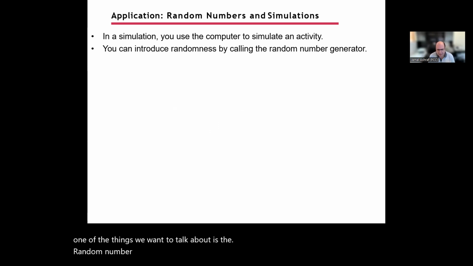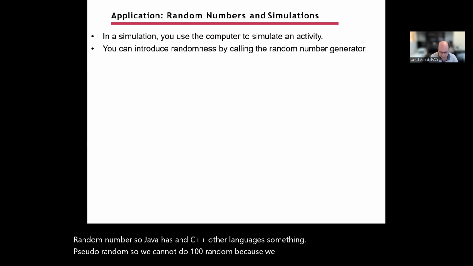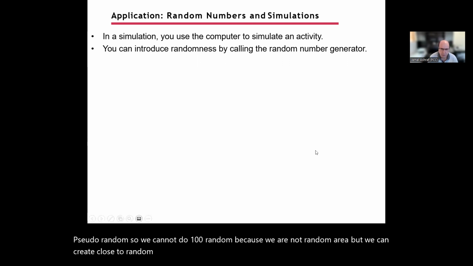So Java has, and C++, other languages, something pseudo-random. So we cannot do 100% random because we are not a random area, but we can create close to random numbers. So that's what we're going to be doing.